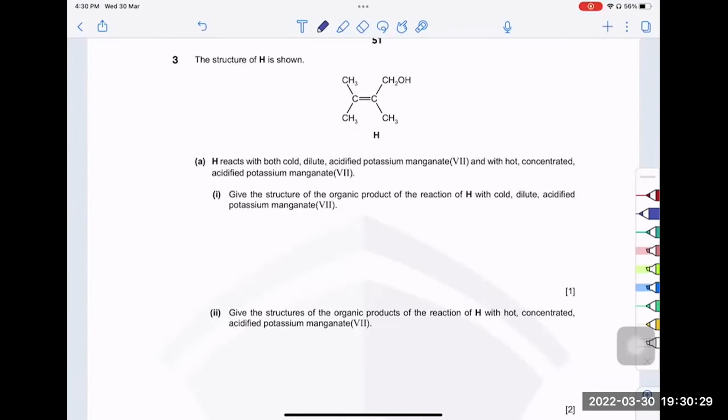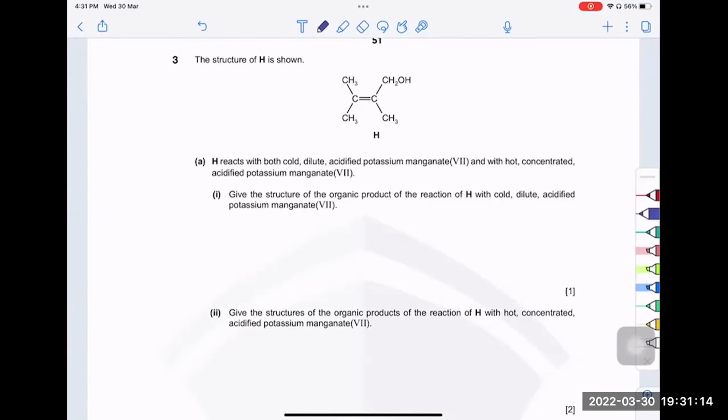The structure of H is shown. H reacts with both cold dilute aqueous potassium manganate(VII) and with hot concentrated. Okay, so with cold you're going to get a diol around the double bond, and the double bond goes away. And with hot you're going to break the double bond. So you're going to get, because these are tertiary carbons, both of them, you're going to get ketones, because notice that this carbon is attached to 1, 2, 3. So when it breaks, this bond breaks down, you're going to get oxygen here. Same for this carbon. Okay, that's for hot concentrated. With cold, you're just going to remove this double bond and get the diol part.